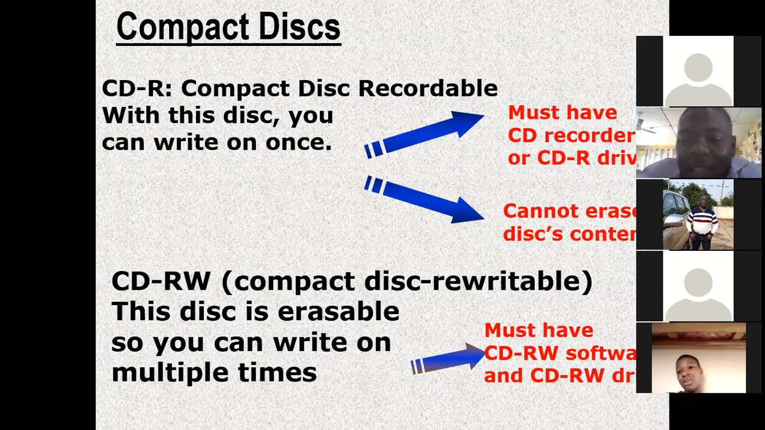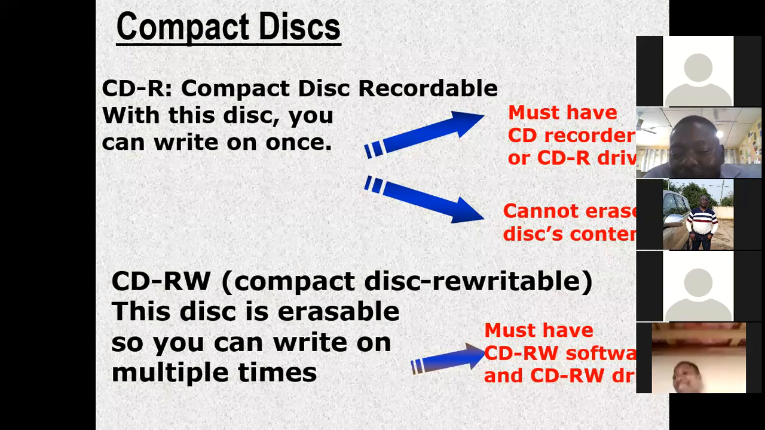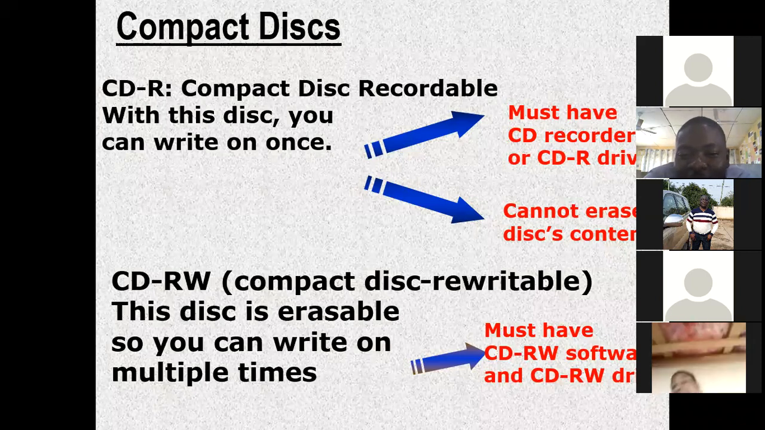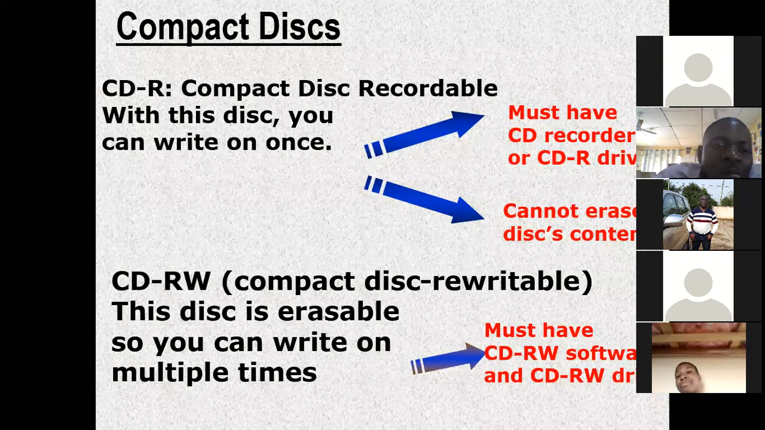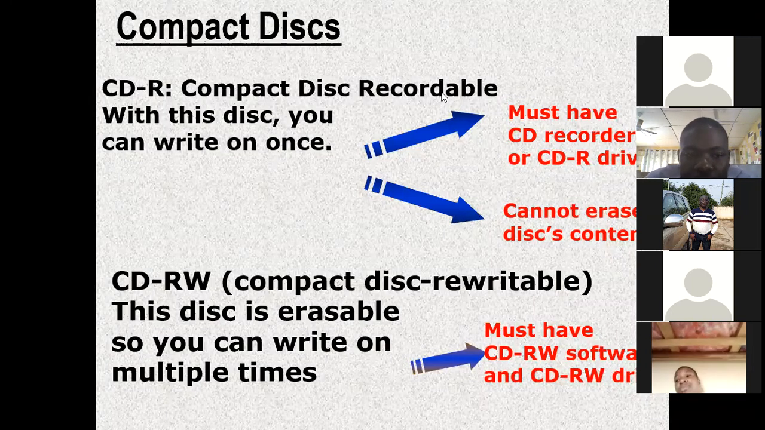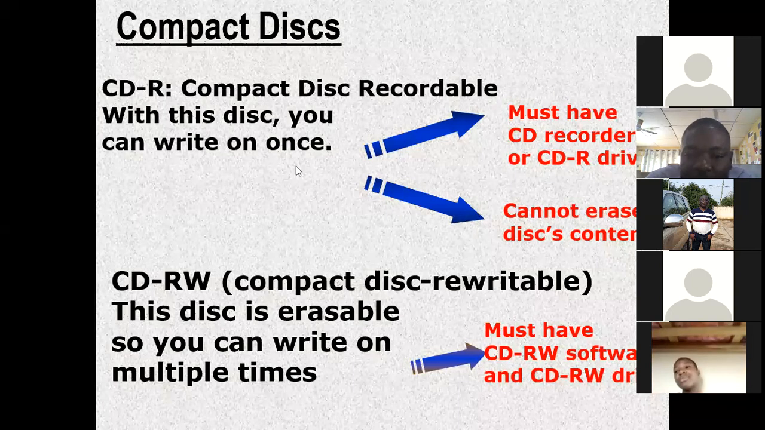It's a storage medium. So compact disc with R means compact disc recordable. With this disc, you can write on it only once. So if you have a CDR, it means that you can just write on that CD once.